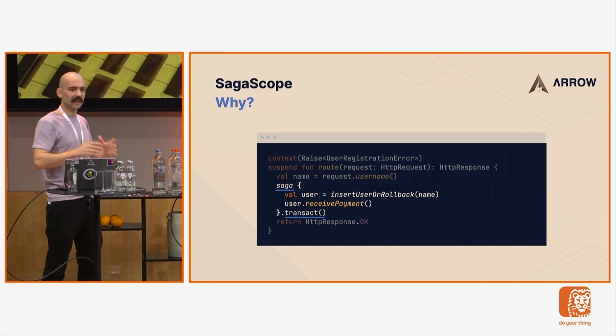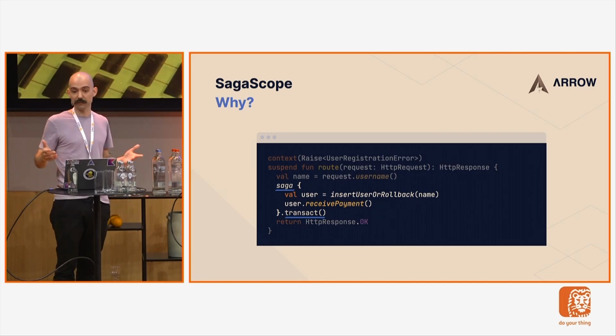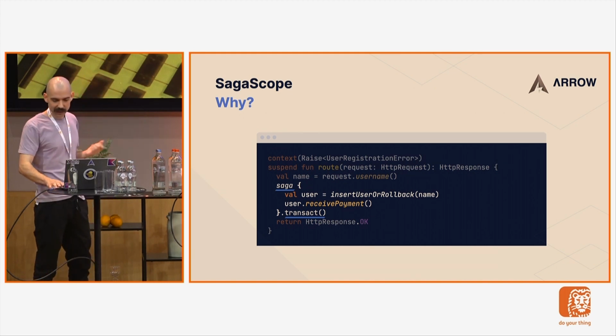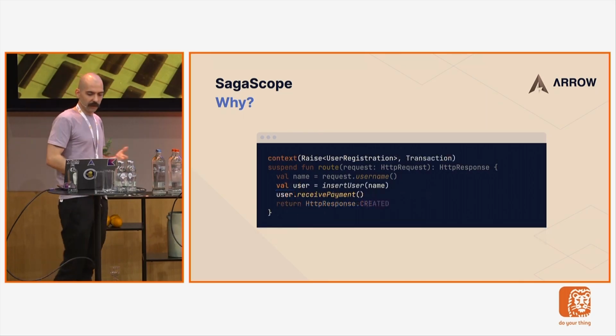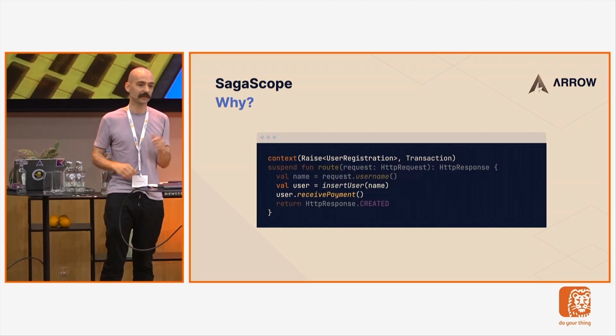So what if we really need that guarantee that the user will always be rolled back? Well, we don't really have another option but to wrap our entire route in a transaction, which is also a very popular pattern. So let's see how we can do that in a typed way in Kotlin. Well, actually, we don't have to do anything except adding the transaction error context parameter.